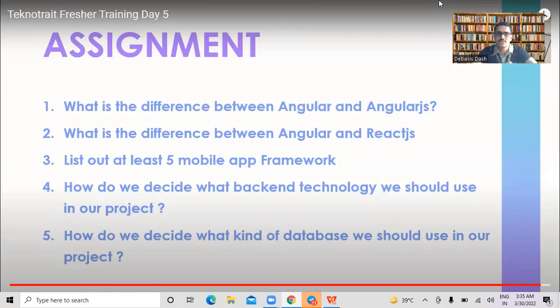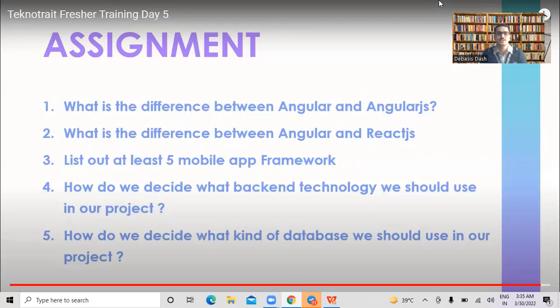Then the second question is, what is the difference between Angular and React.js? So the major difference between Angular and React.js is Angular is a JavaScript framework and built using TypeScript, while React.js is a JavaScript library and built using JSX.